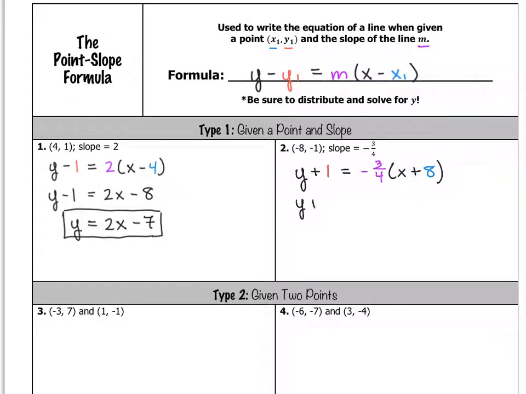So then we distribute, and we get -3/4 x minus 6. And then subtracting 1 from both sides, we get y equals -3/4 x minus 7.